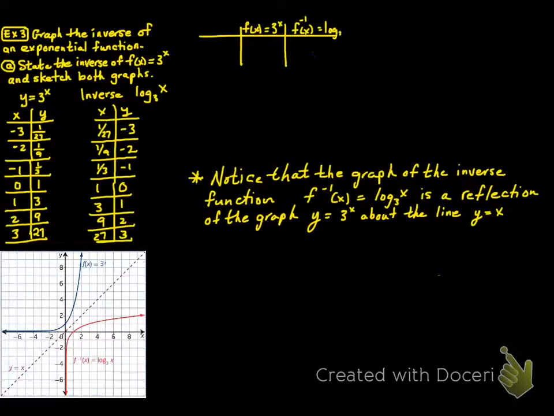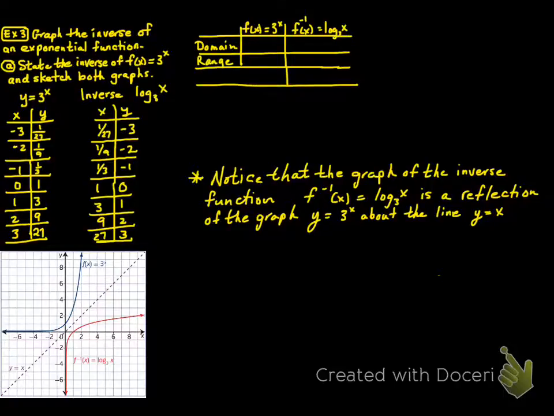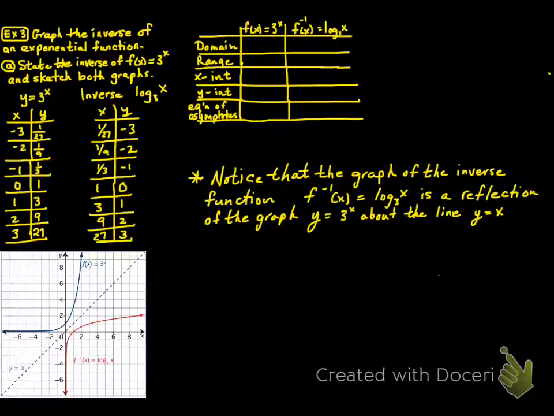Now we're going to ask for certain characteristics of these two graphs: the domain, the range, the x-intercept, the y-intercept, and the equation of the asymptotes. In our original function, the domain is any real number. For the range, y has got to be greater than 0, but not equal to 0. The x-intercept, there isn't going to be one. The y-intercept is going to be at 1, and there's one of them.